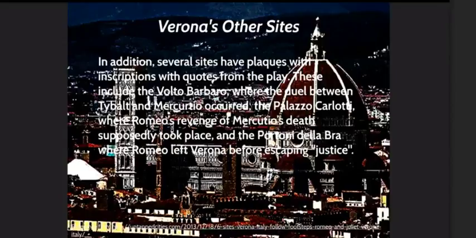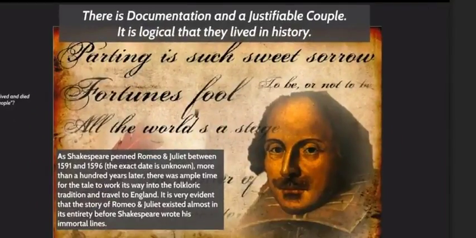In Verona's sites, they have other plaques which have inscriptions with quotes from the play. For example, where the duel happened, where Romeo took revenge for Mercutio's death, and also where Romeo was banished from Verona. So there is documentation and at least one justifiable couple. It is logical, therefore, to assume that they lived in history.